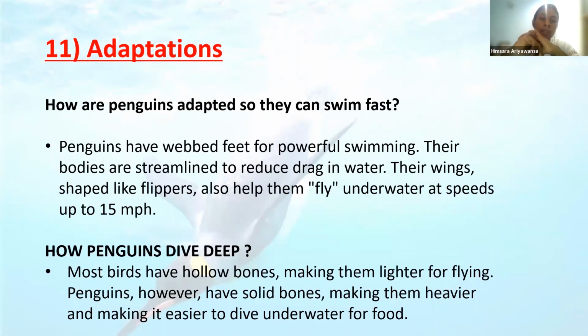So there are three adaptations in penguins' body to swim fast. One is webbed feet, the other one is streamlined position, and the third one is their wings shaped like flippers. So these are the three main adaptations in penguins' body to swim fast.